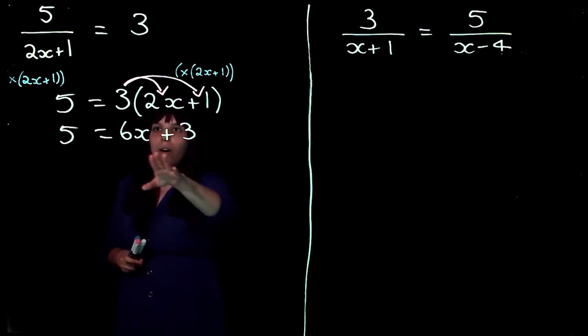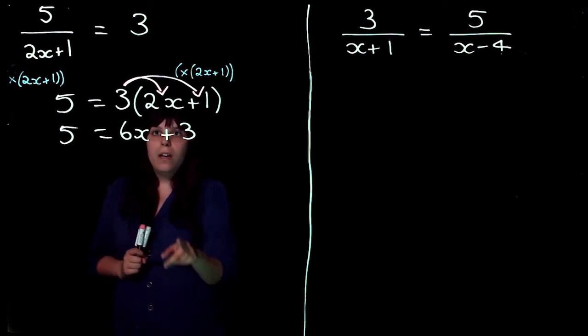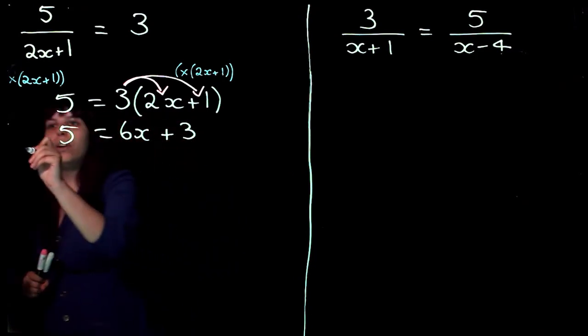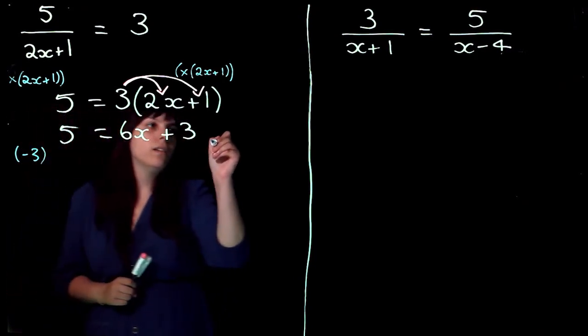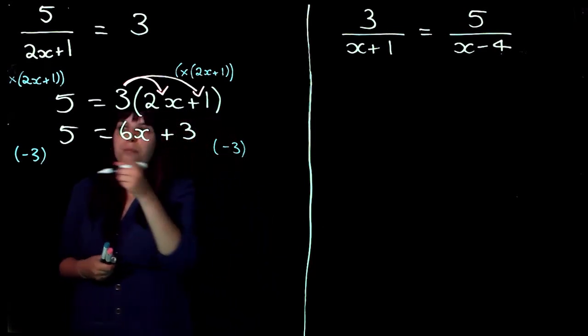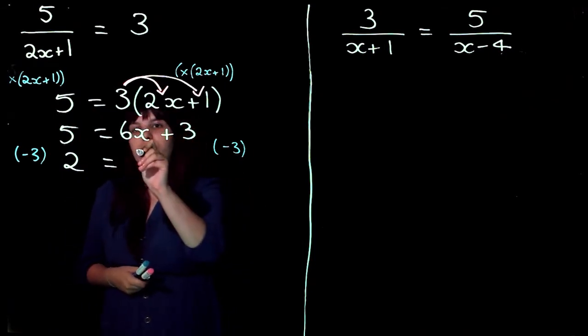Now, I've got 5, which equals 6 times x plus 3. So the first thing I'm going to need to do is get rid of my plus 3. So I subtract 3 from both sides to keep the equation balanced. So 5 minus 3 is 2, and 6x plus 3 minus 3 is just 6x.